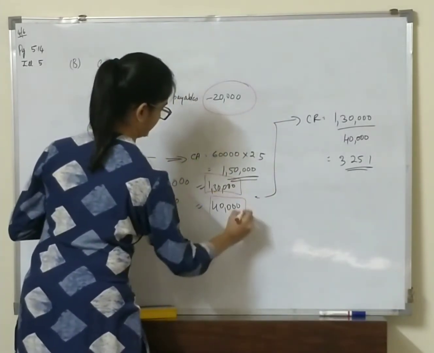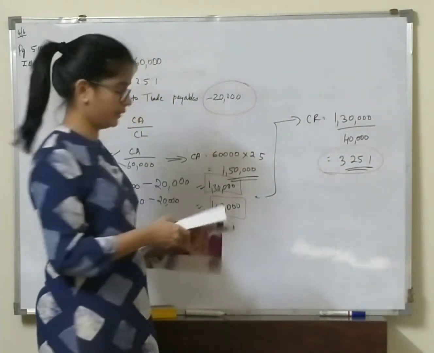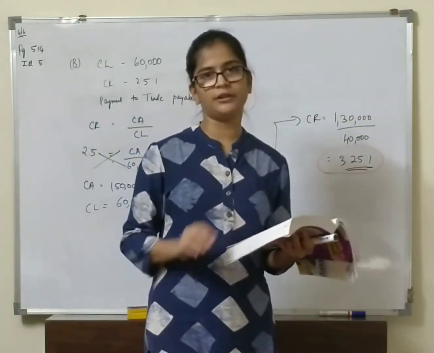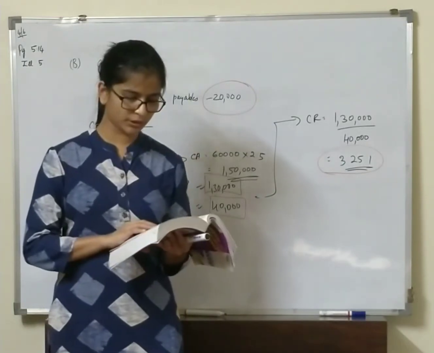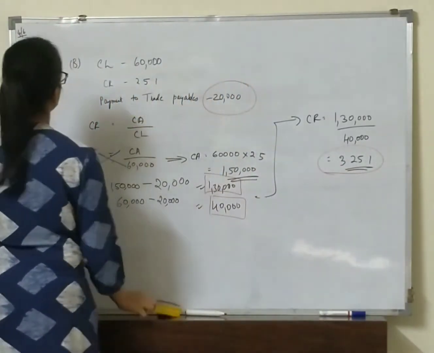Any doubts? Please check this. How did I get the answer? Any doubts? Please let me know. In the next line, write: therefore, the current ratio after the payment of trade payables is 3.25:1. Clear?